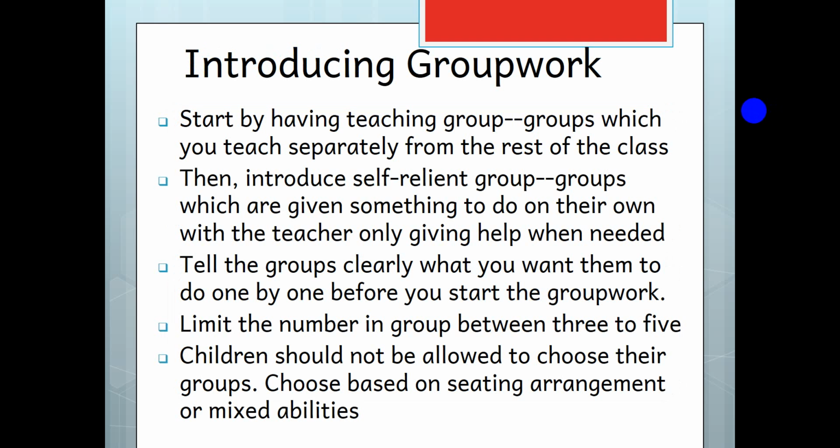And then there is the self-reliant group, a group which is given something to do on their own, with the teacher only giving help when needed. So there are groups that we call the teaching group, and then the self-reliant group. The teaching group is the group that you teach separately from the rest of the class. Usually, slow learners can be put in this group, so you can give extra attention. And then the other one is the self-reliant group. This is the group which is given something to do on their own. So they are more independent. We only come to them once in a while.